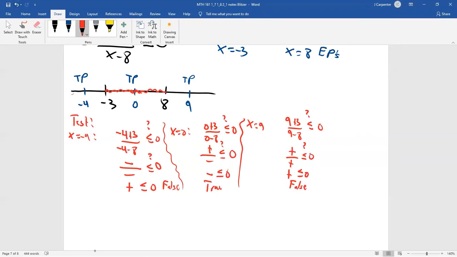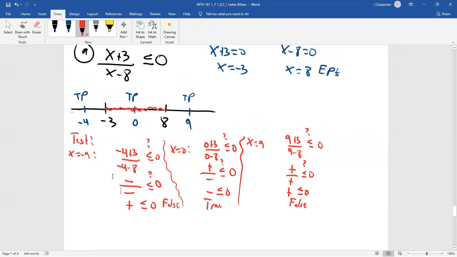So when you don't have repeated roots, in other words, I didn't see x equals negative 3 or x equals 8 pop up more than once, or there were no exponents involved with it, this is typically what happens as you go from region to region. It typically goes true, false, true, or false, true, false. Typically, repeated roots change that.